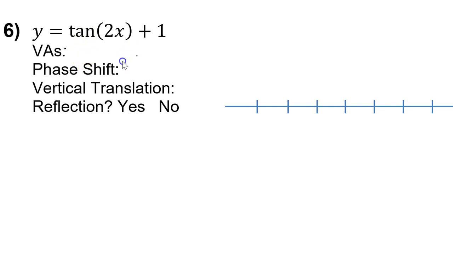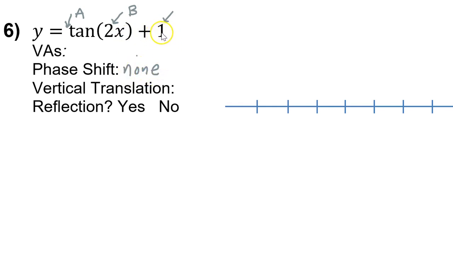Let's see, let's talk about our a value, which is right here. Alright, our a value is 1. That's going to tell us that there's no stretch happening. I see we have a b value here. Okay, a b value of 2. That's going to change the period. We'll talk about that in a moment. I see that we have a k value. Well, first of all, there's no h value. There's nothing being added or subtracted inside the parentheses. That means there is no phase shift.